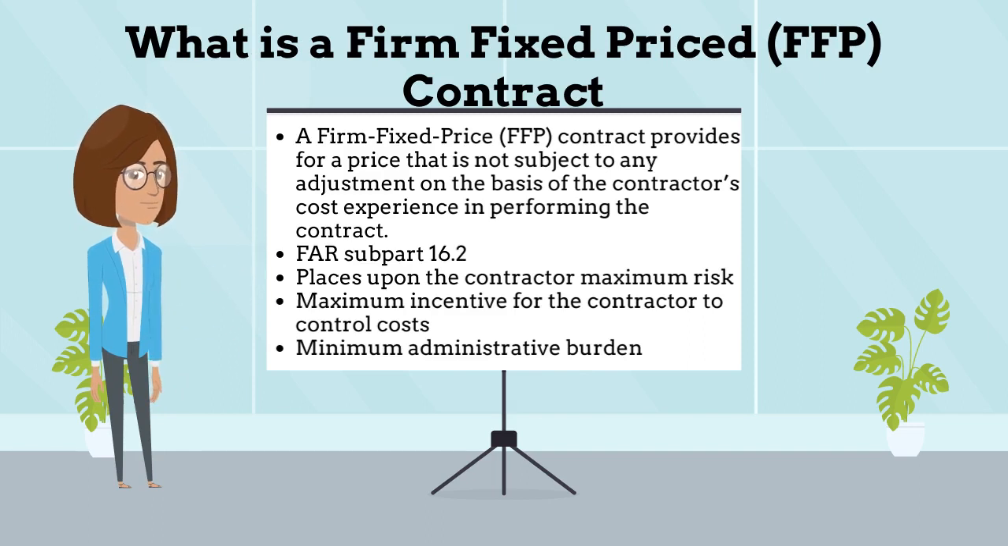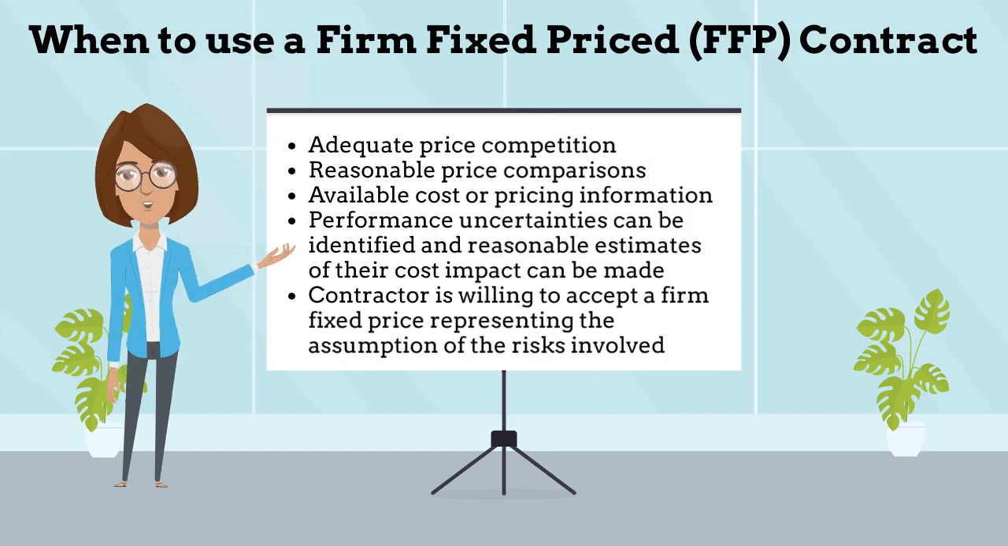A firm fixed price contract falls under Federal Acquisition Regulation 16.2. This contract type places upon the contractor maximum risk and full responsibility for all costs and resulting profit or loss. It also provides maximum incentive for the contractor to control costs and perform effectively, and imposes a minimum administrative burden upon the contracting parties.